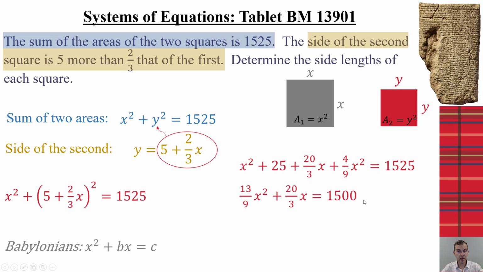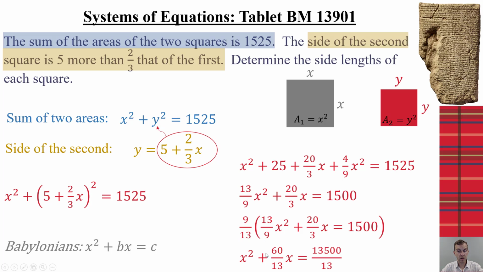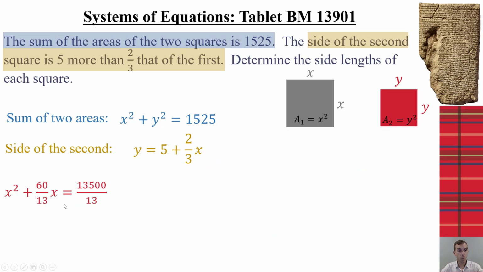And the Babylonians could handle fractions, so there's no reason to convert this either. But I do need to get this to 1x squared. So I'm going to multiply the entire equation by 9/13. In doing so, this will end up with x squared plus 60/13 x equals 13,513. Now, once I have it in this form, the Babylonians would use a form of the quadratic formula.